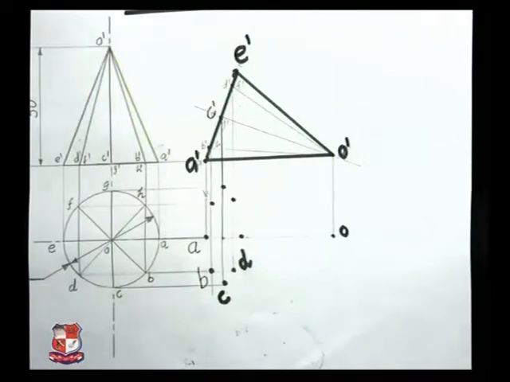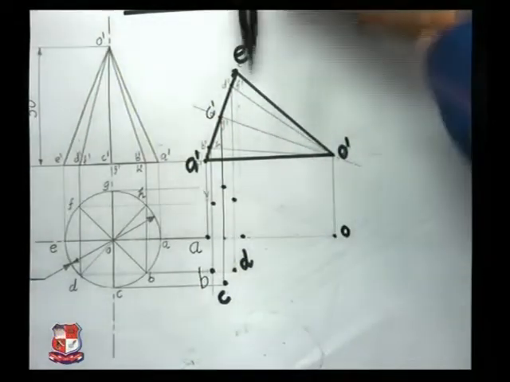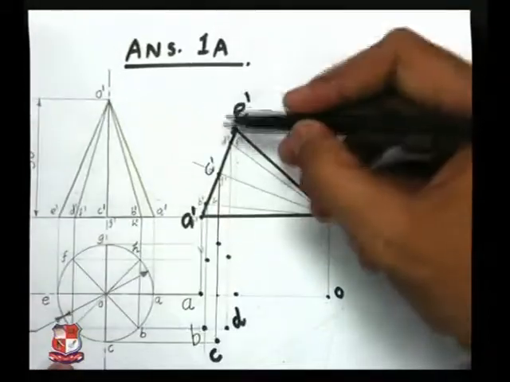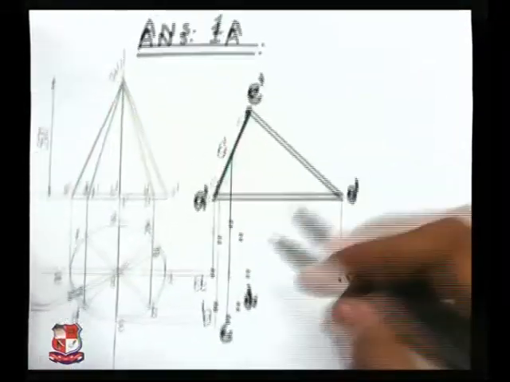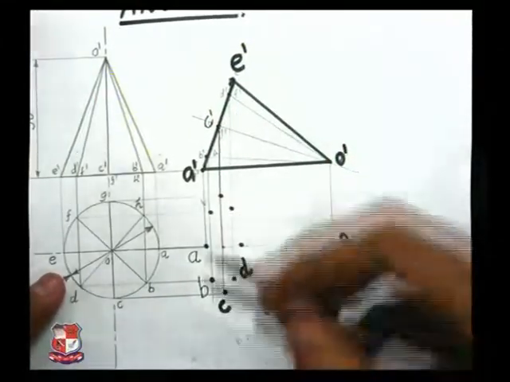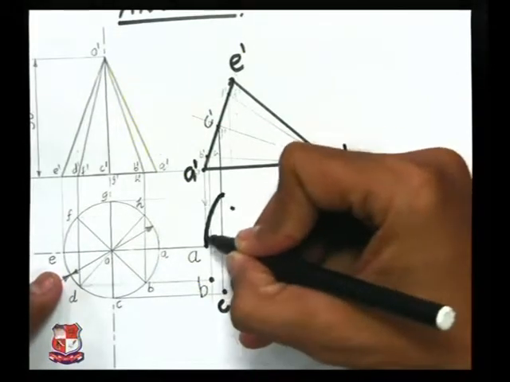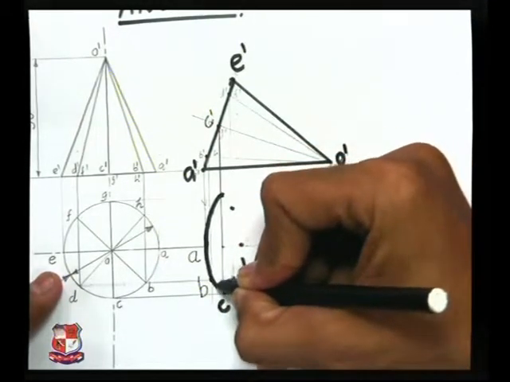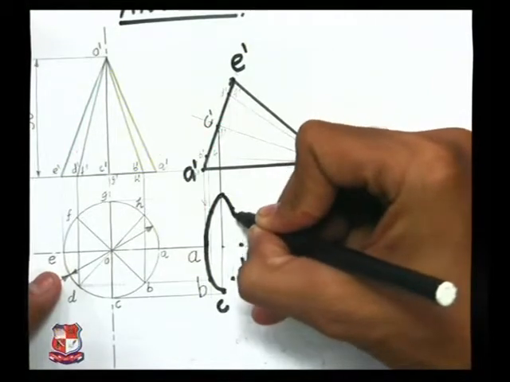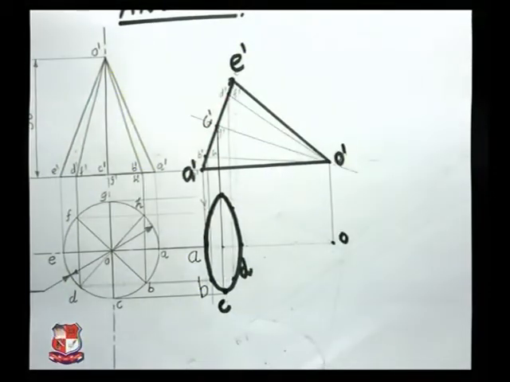Elliptical base, it would be fully visible in top view. If we are looking from the top direction, this base would be fully visible. Hence, all these points A, B, C, D, E, F, G and H should be joined with a smooth curve with a solid line like this. So join all these points with the smooth curve. It would appear as an elliptical shape.